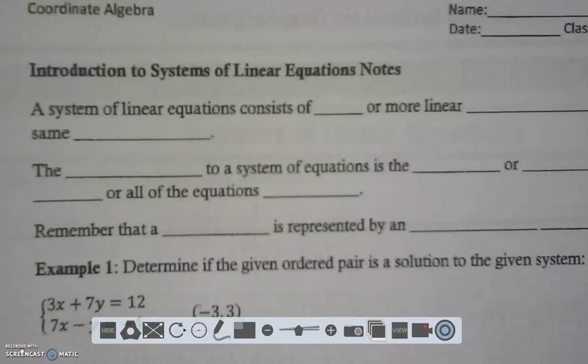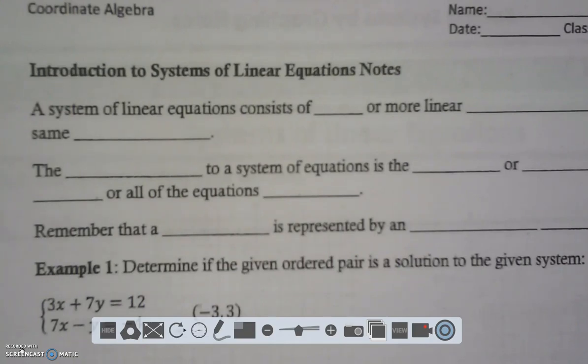Alright, I need you to find these notes in your packet, so you can feel free to pause the video until you find them. Also, feel free to pause the video at any time during notes so that you can catch up and make sure that you have all the materials necessary. I'll also encourage you to pause the video to try some practice problems.